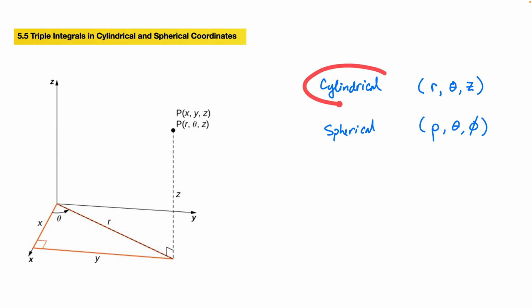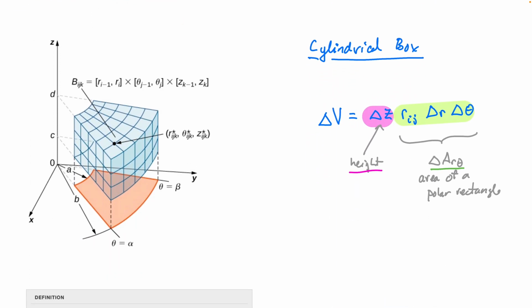In this video, we're going to look at cylindrical. In a later video, we'll look at spherical, which has variables rho, theta, and phi. Here in this picture, we have a cylindrical box. So we have hard bounds on r's, thetas, and z's.